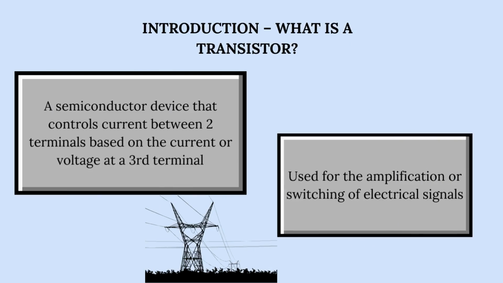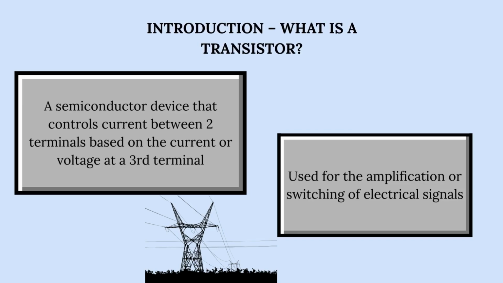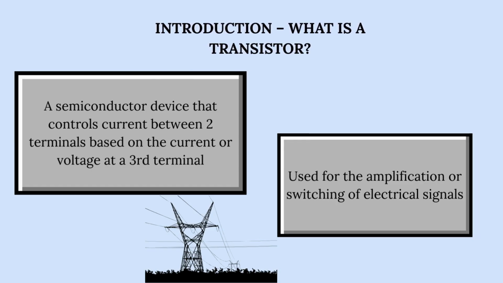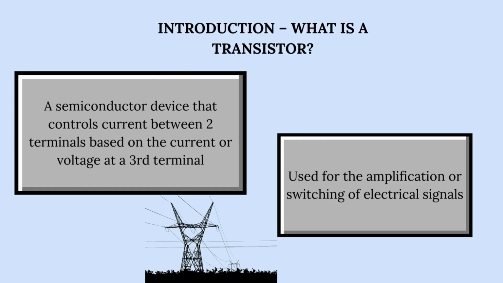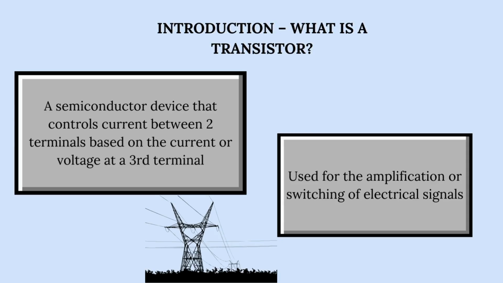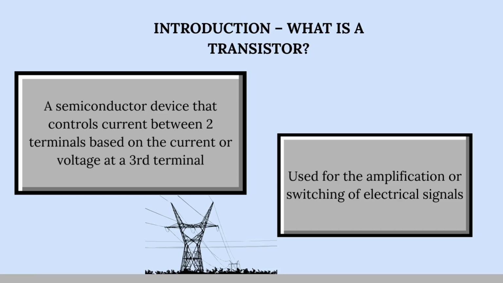What is a transistor? A transistor is a semiconductor device that controls current flow between two terminals. This control is based on the current or voltage applied to a third terminal. Transistors are widely used for two main purposes: amplifying signals and switching electronic signals. They play a crucial role in modern electronic circuits, from computers to smartphones.